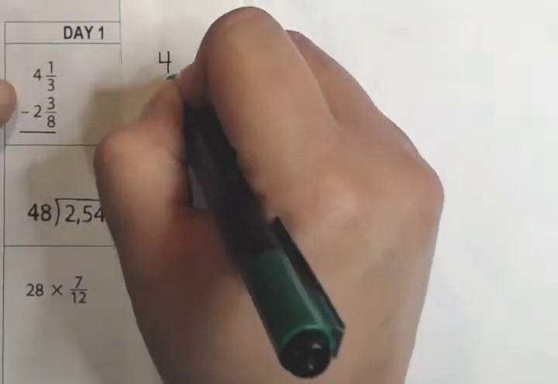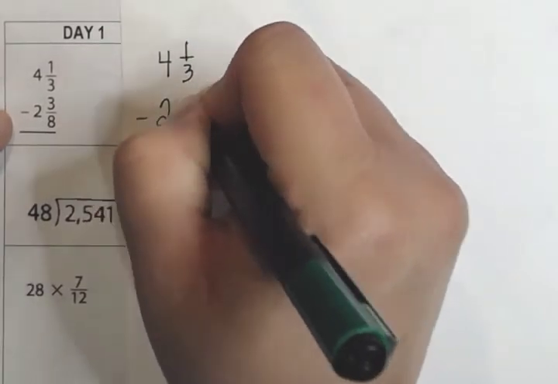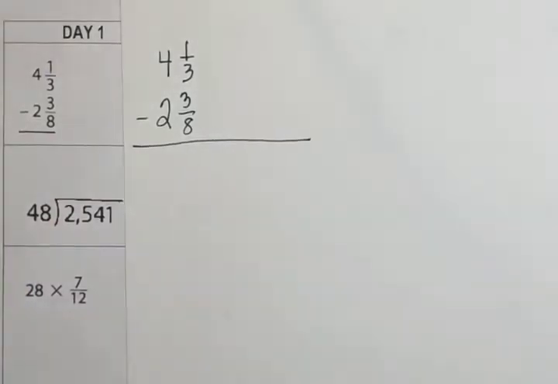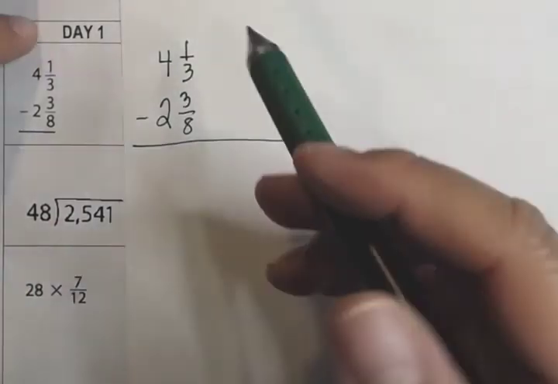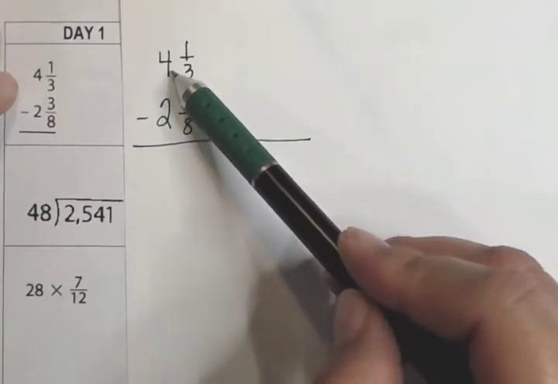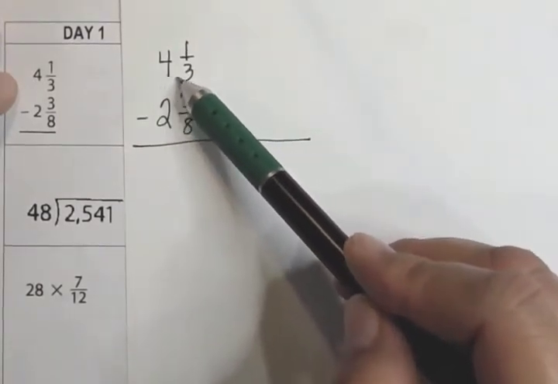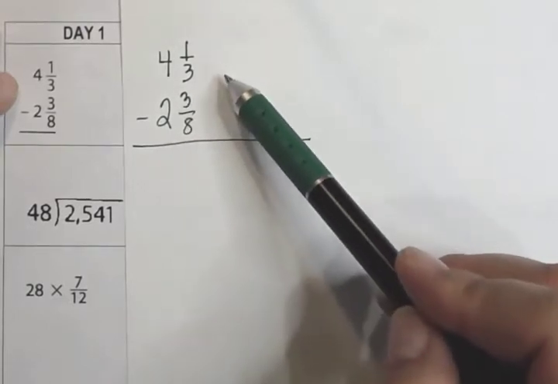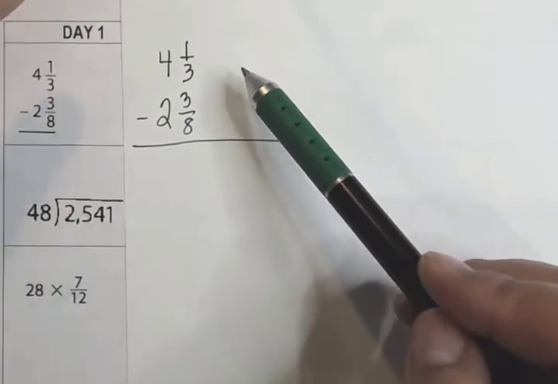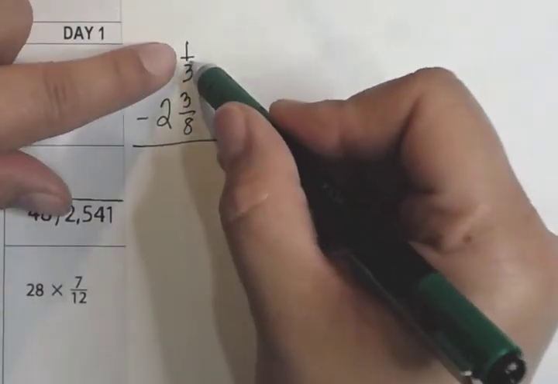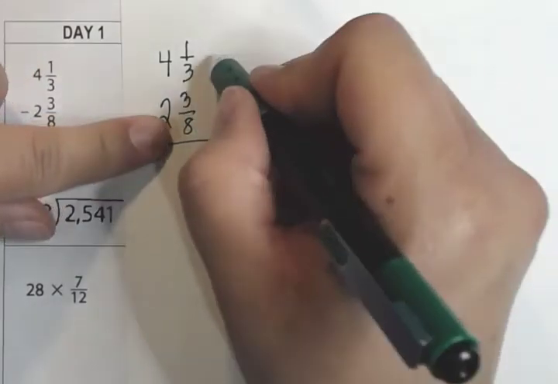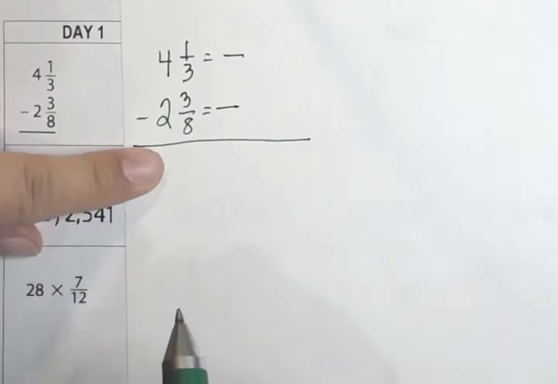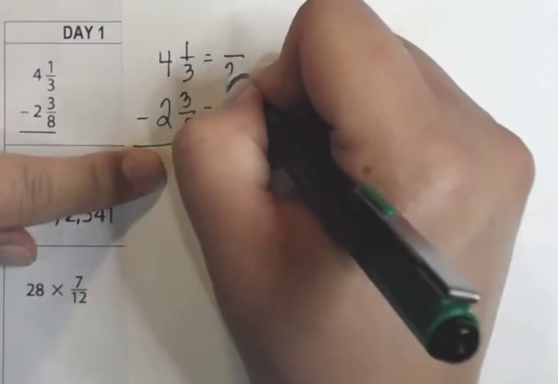Here we have 4 1/3 minus 2 3/8. You can actually solve this problem by changing it from a mixed number to an improper fraction, but that is going to give you some pretty large numbers to work with. So instead, let's focus on just the fraction part for now. I need to find a common denominator, the lowest common denominator, and that would be 24.